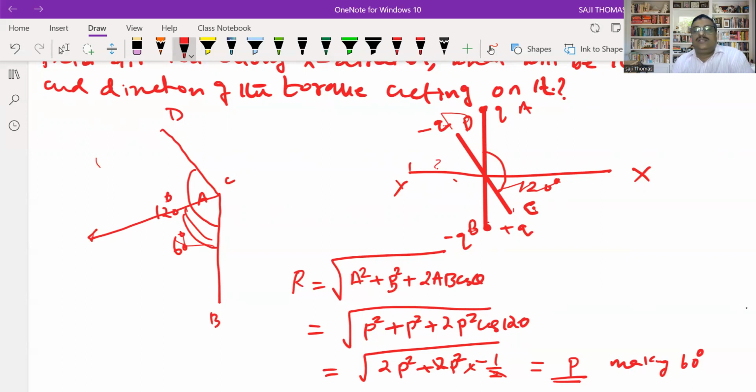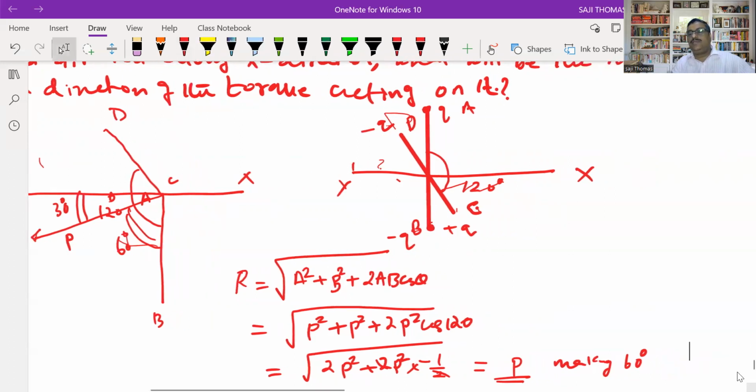Then, what is the second part of the question? You have to find the magnitude and direction of the torque. Listen, the electric field is along the x direction. This is x dash. What is the angle between the electric field and the resultant dipole moment? This will be 30 degrees. So you can find the magnitude of the torque.